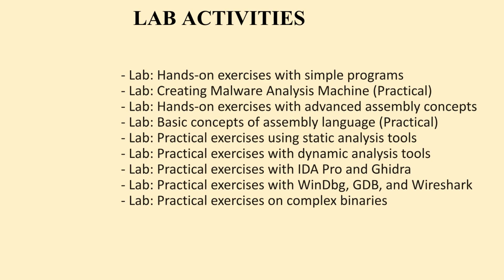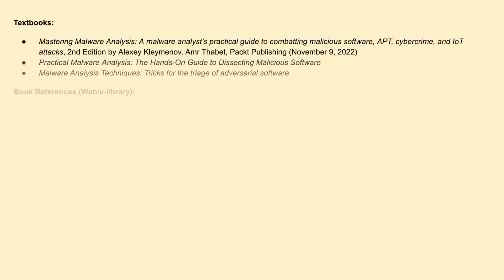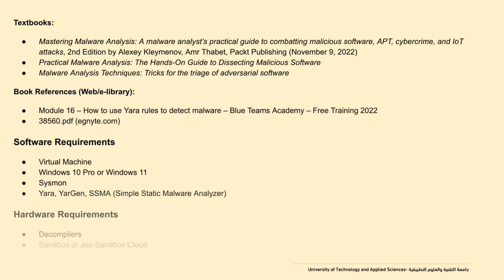Next up are the lab activities. Lab activities include hands-on exercises with simple programs, creating a malware analysis machine, practical exercises with assembly language, and utilizing static and dynamic analysis tools such as IDA Pro, Ghidra, WinDBG, GDB, and Wireshark. Here is a list of reference books for the course. The main reference materials are shown on this slide.